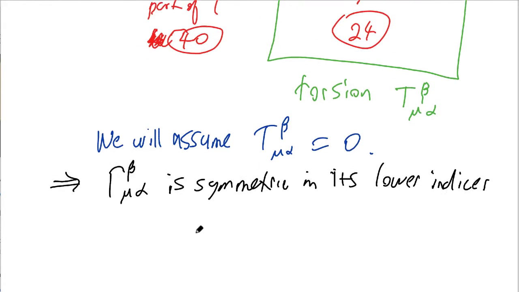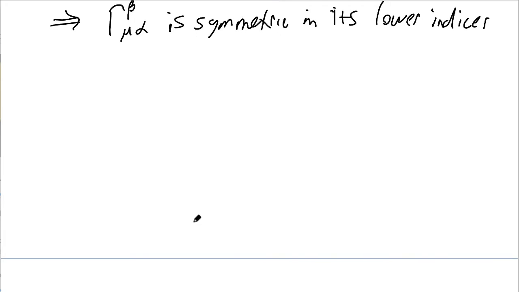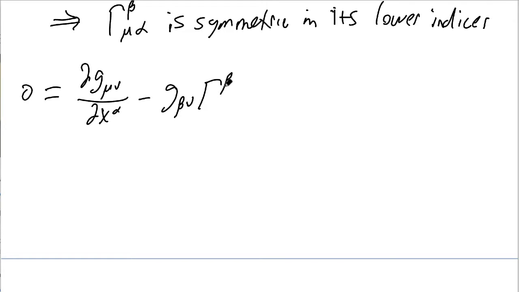So now let's return to the equation we're trying to solve, and I'll repeat it here. It's 0 equals the derivative of the metric components g mu nu with respect to x alpha, minus g beta nu gamma beta mu alpha, minus g mu beta gamma beta nu alpha. Now, before I solve this, I want to introduce some simpler notation.